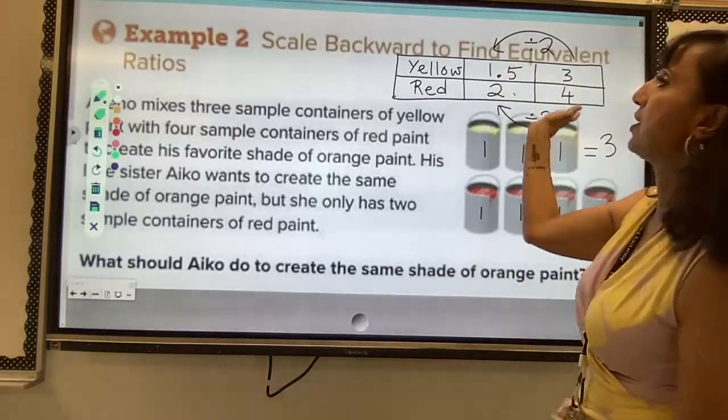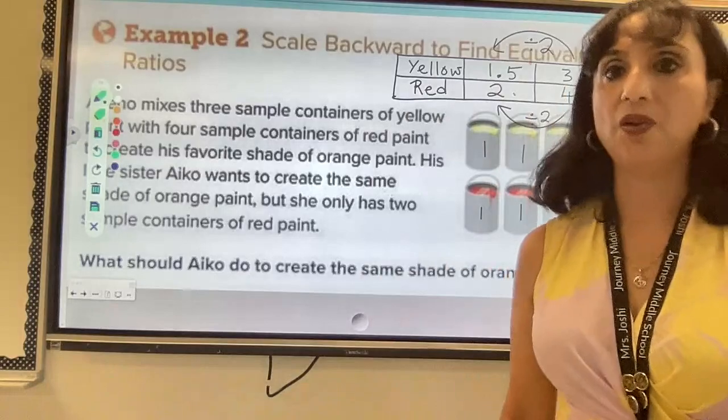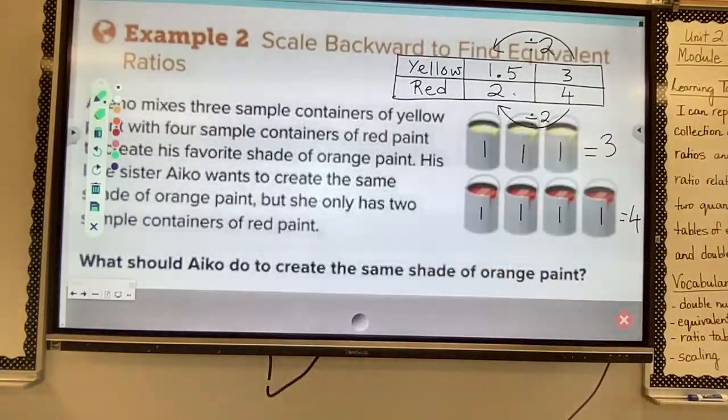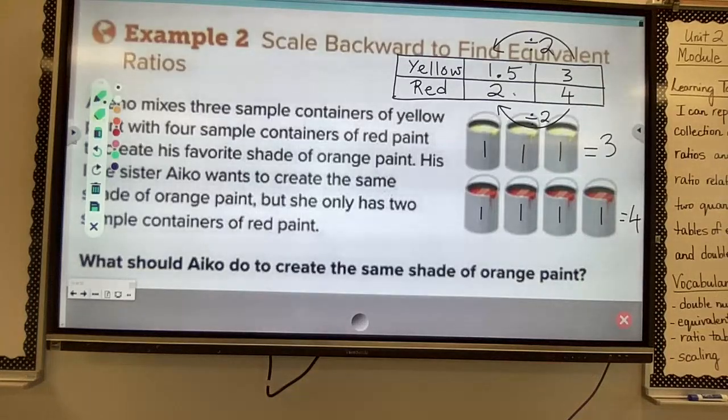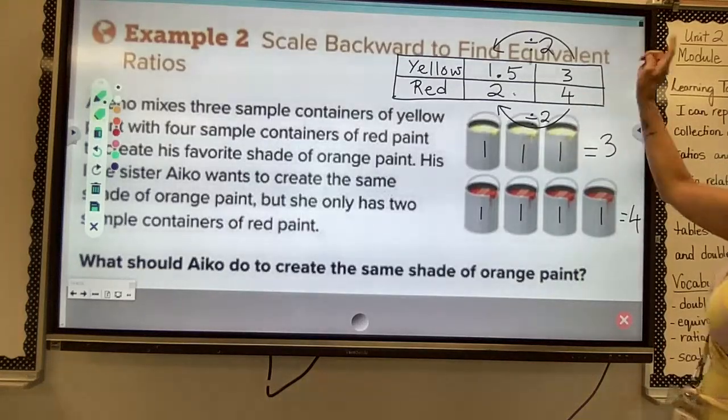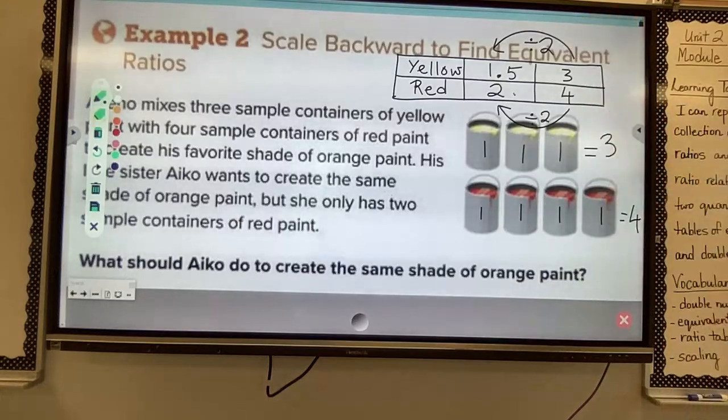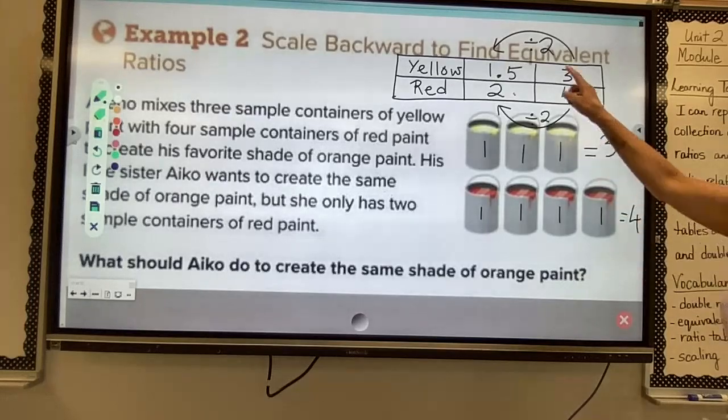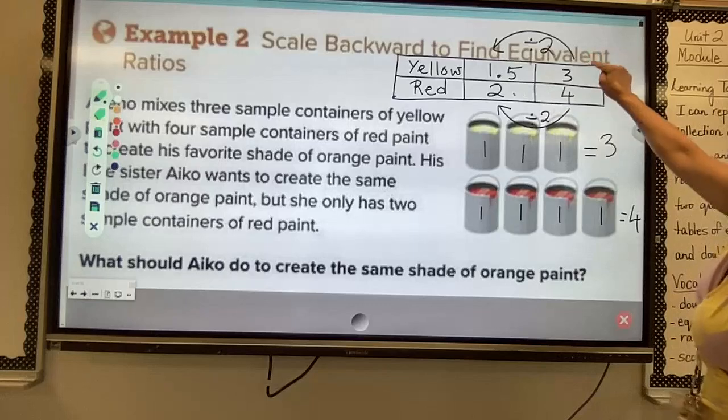So this is called scaling backwards. As you can see, because 4 divided by 2 is 2, we divide 3 by 2, and we get 1 and 5/10. The ratio 1 and 5/10 to 2 is equivalent to 3 to 4.